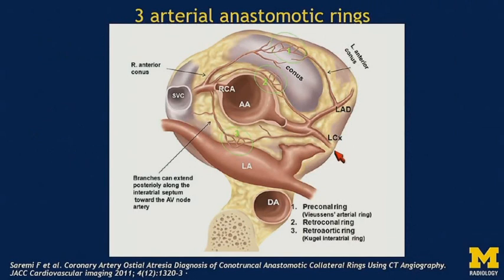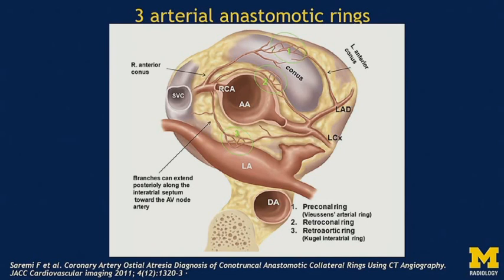So here is an example. Here is a picture which was published in JACC Imaging, and it shows the different collateral pathways. And you can see that this preconal collateral pathway is known as the Vieussens' ring. There's also a retroconal collateral pathway. The one that the majority of the audience thought was the answer is the Kugel's pathway, which happens to be a retroaortic collateral pathway.